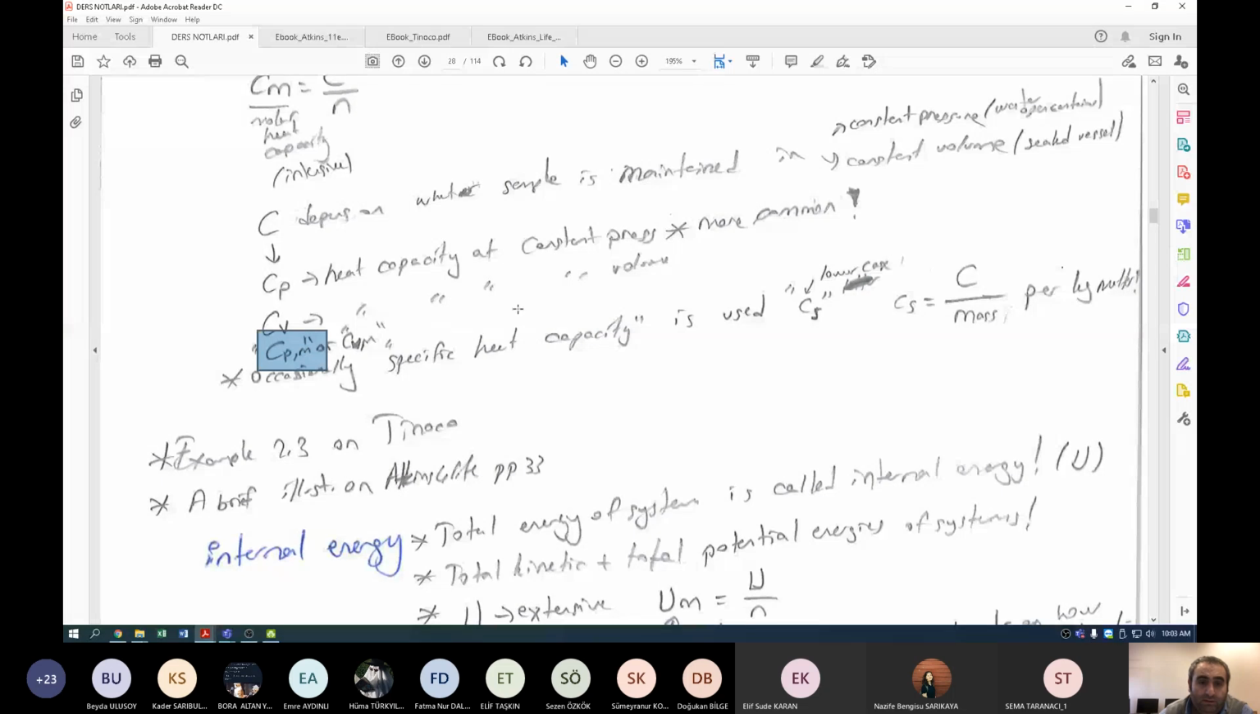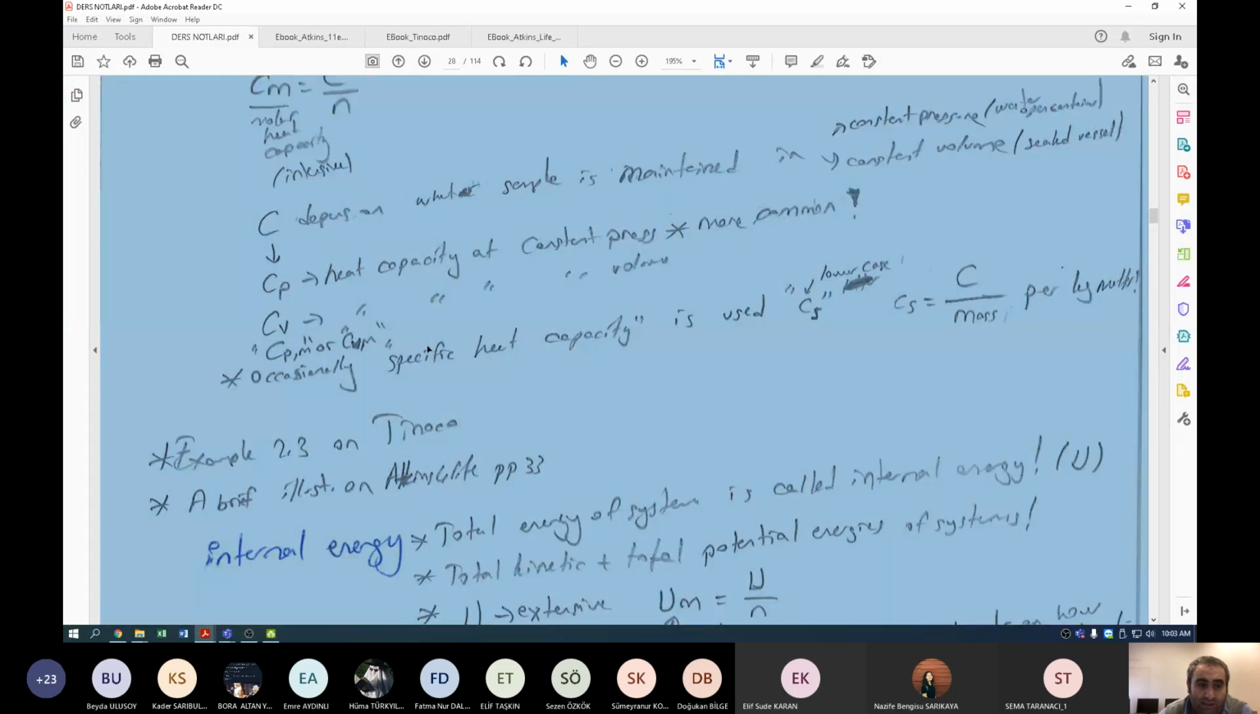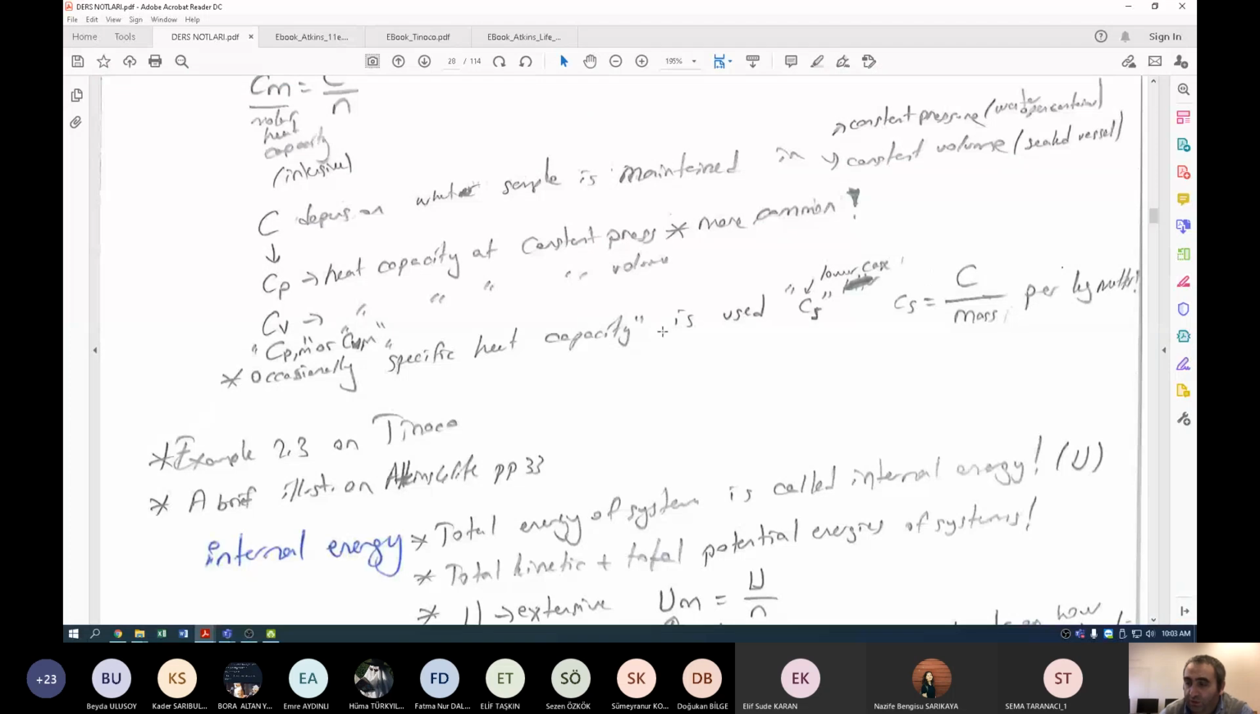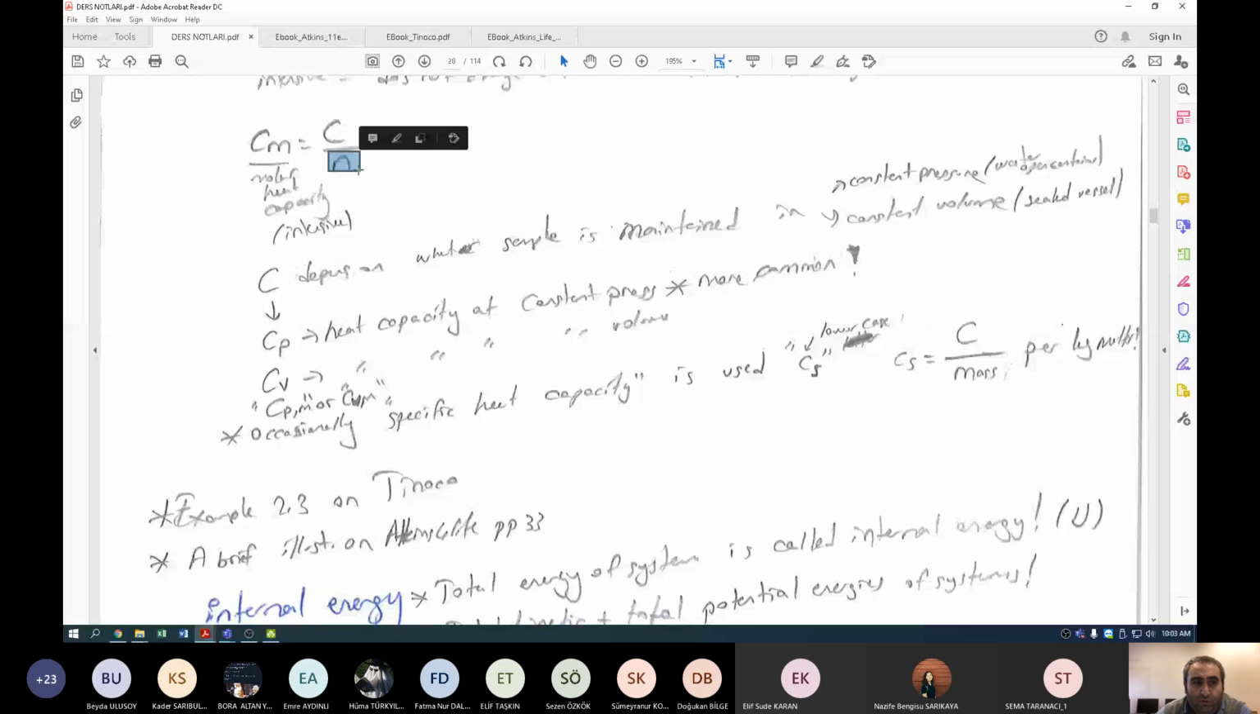Occasionally, specific heat capacity is used. This is what you have seen in your high school class, probably. Specific heat capacity is, instead of per mole, now per mass. If it is per mass, we say this is the specific heat capacity, Cs. Then you know the regular formula of a high school class, Q equals m times c times delta T, right? m times c times delta T. We have learned this equation.